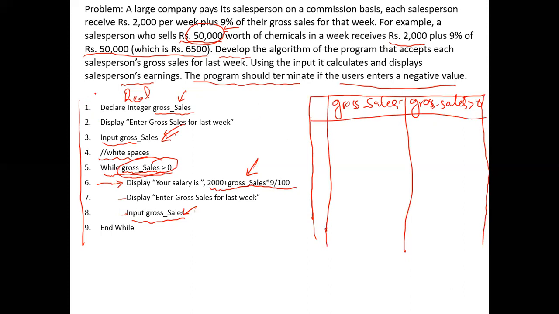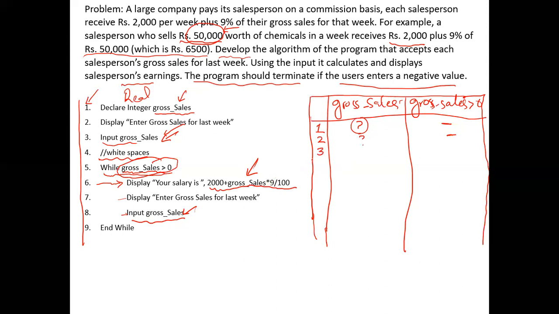So the first statement says that we are declaring this variable gross sales. This variable is declared, but we do not know what's in this variable, so we just put a question mark here. We don't know how this expression is going to evaluate yet, so we just put a hyphen here. Then we go and execute statement number 2. It's just a display statement, so nothing is going to change. This is going to stay exactly the same. And then we go to statement number 3.